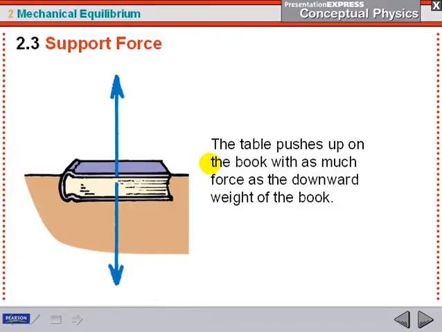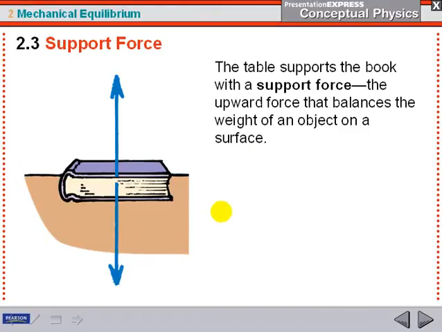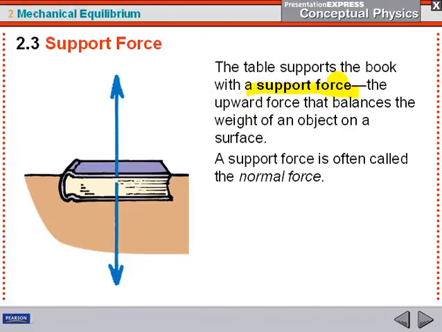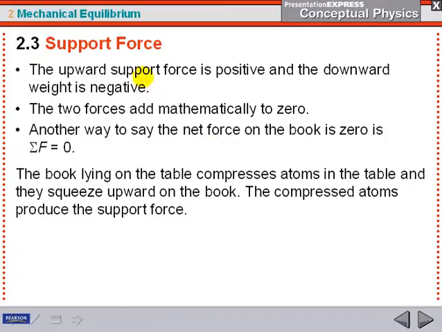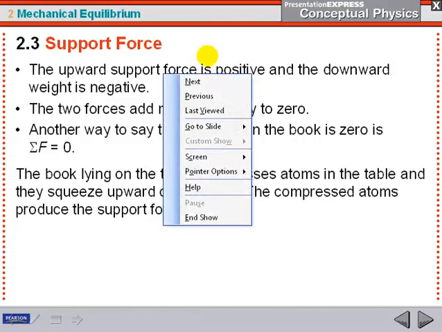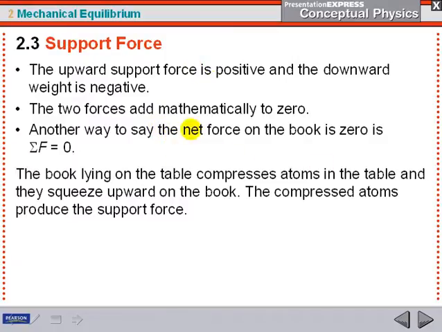So in this case, the table pushes up on the book with as much force as the downward weight of the book, and in the end, this is what we call, once again, the support force. The upward support force we're going to call positive, and the downward force, which is weight, we're going to call negative. So when we do that, we can add them together, and in the end they're going to add to 0. And once again, we write it like this.